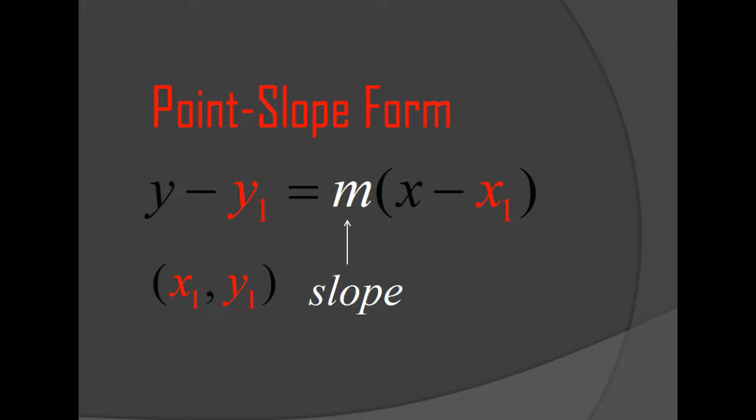If we look at point-slope form, we see x1 and y1 in red there, and they represent a point on the line. We see m outside the parentheses, and that, as always, represents slope. So basically, that's where the whole name point-slope form is coming from. There's a point, and there's the slope. And with that information, we can write an equation in that form, point-slope form.